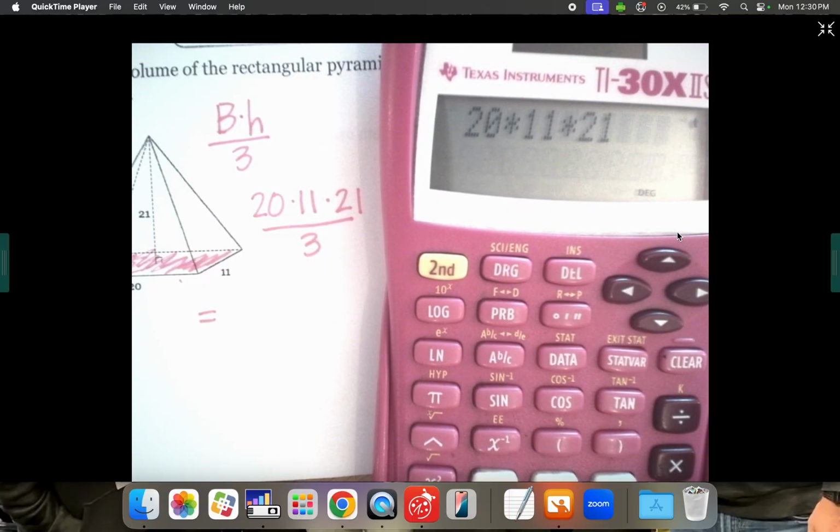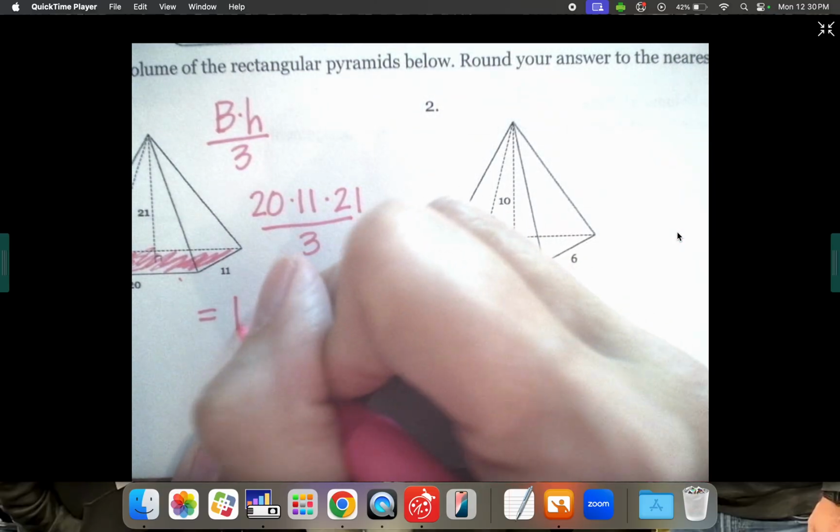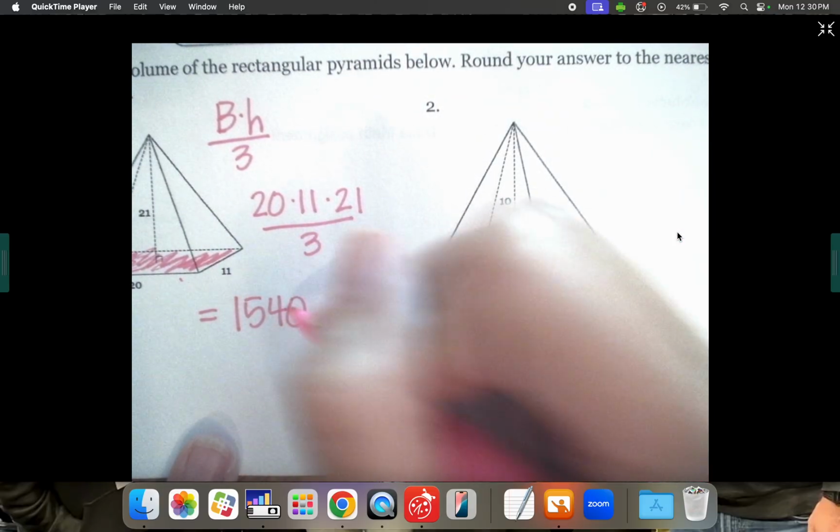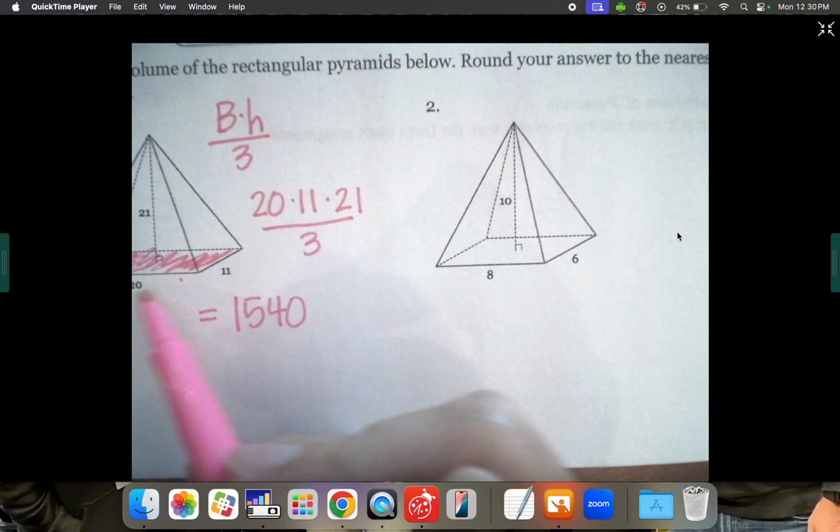I'm going to go ahead and push equals first. I know some people's calculators, it doesn't matter. You can go straight to a divided by 3, but I like to click equals first just to make sure it's doing it right. And then that answer divided by 3 is 1,540. So 1,540. And I don't know what the unit is.